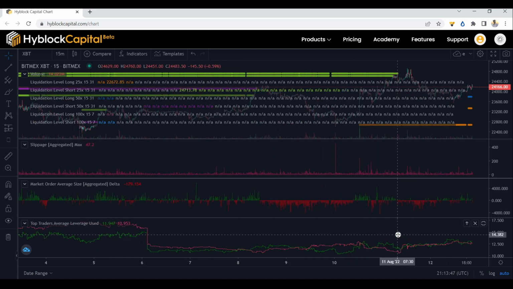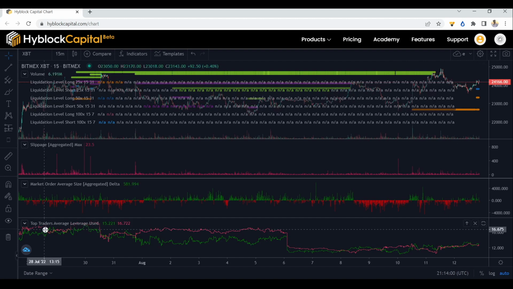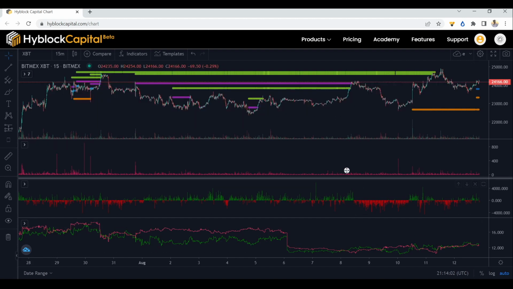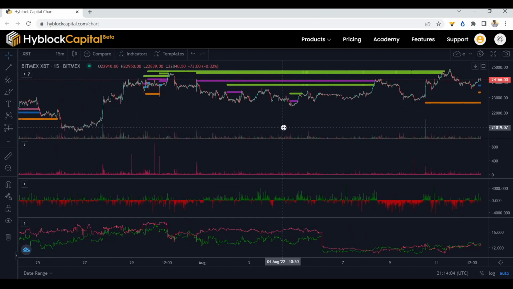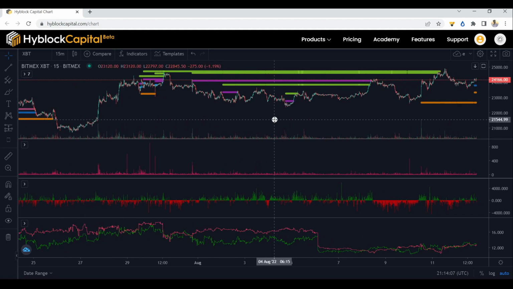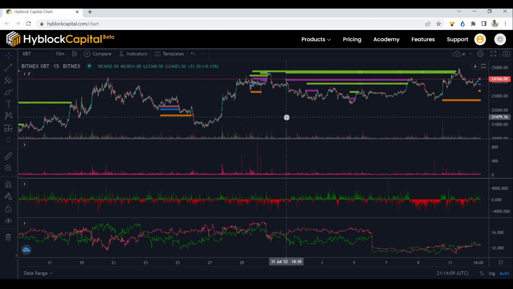In green is the average leverage of longs of the top 20% of traders by volume. In red is the top 20% volume shorts, their average leverage, okay? That's what this is right here, and I'll get rid of this guy so we can view it a little bit more smoothly.